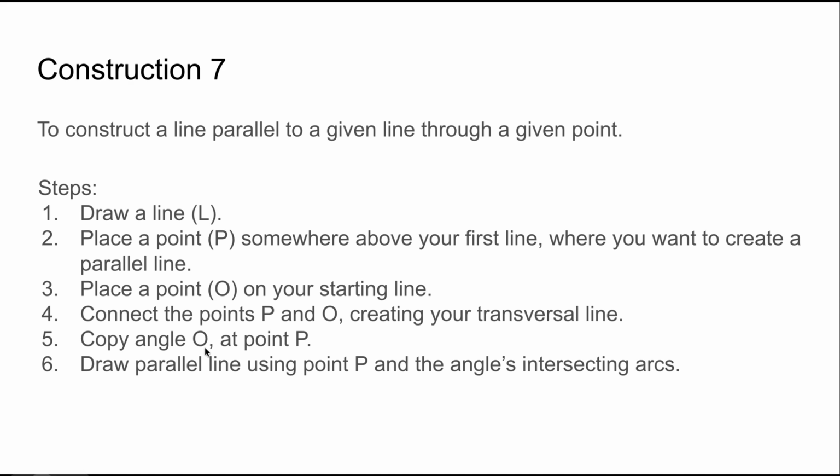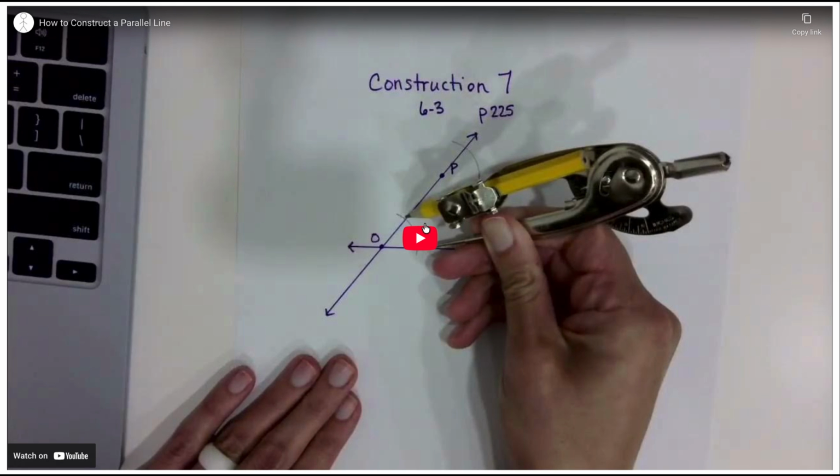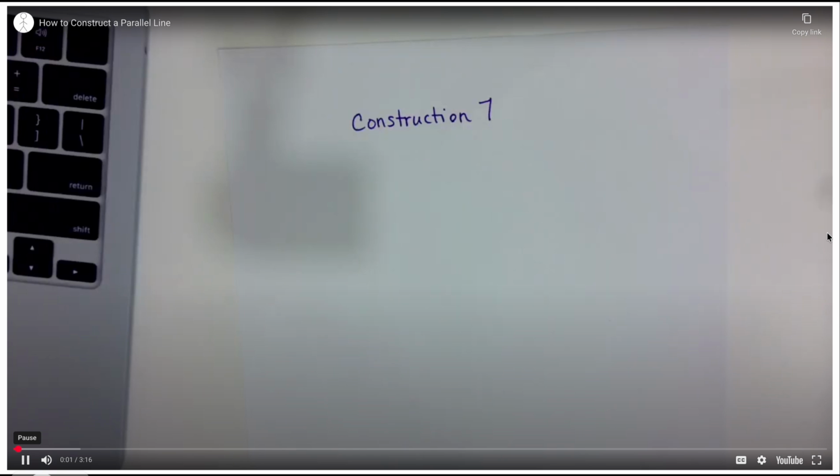And then we're going to copy an angle. We're going to copy angle O, which is formed with your first line and your transversal line. And we're going to copy this angle at point P, making point P the vertex of this angle. Then, once we have that angle copied, we are going to draw a parallel line using that point P's angle. Okay, so that's the words of the steps of what we're going to do, and now I will show you. Follow along with me if you want.